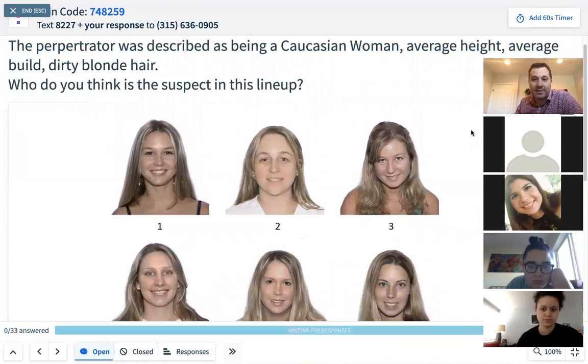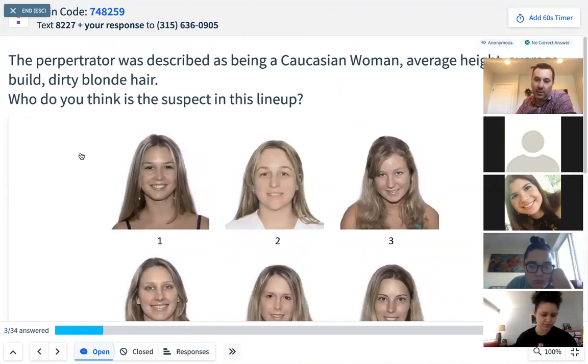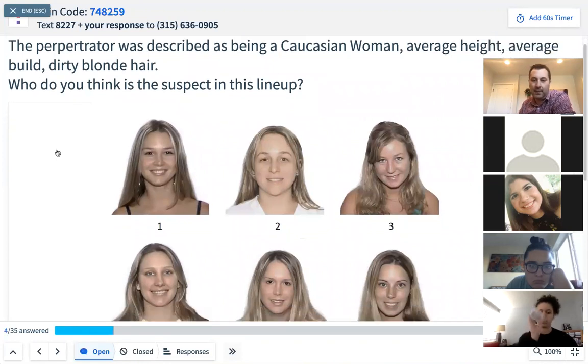And I want everyone to guess, or at least give me some sort of response, 1 through 6. Okay, so you're not able to say none of the above. You have to guess who the suspect is based on this description here. So I'm going to give you a minute to answer that, and then we'll tell you why I'm doing this.